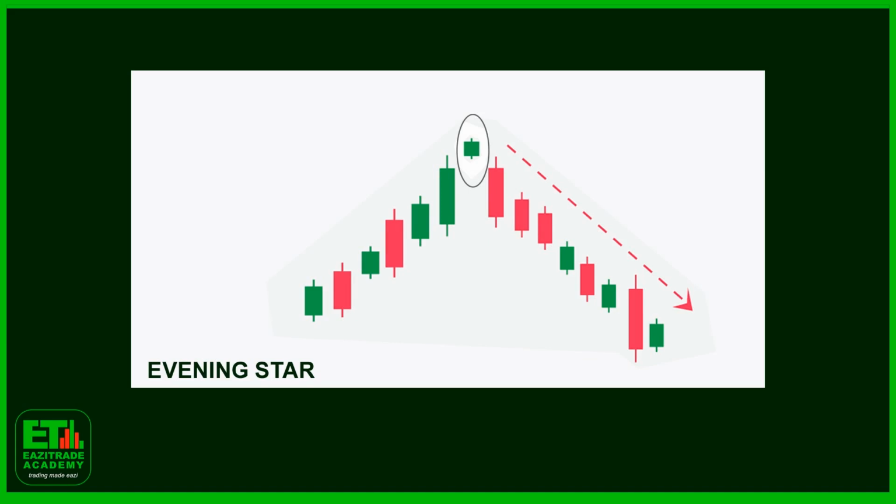Look at the formation. You see that we are in an upward trend. This is the last bullish candle that was formed, followed by this other candle. Then we have another red candle. This is what we call the evening star. Evening star is always formed at the resistance zone.